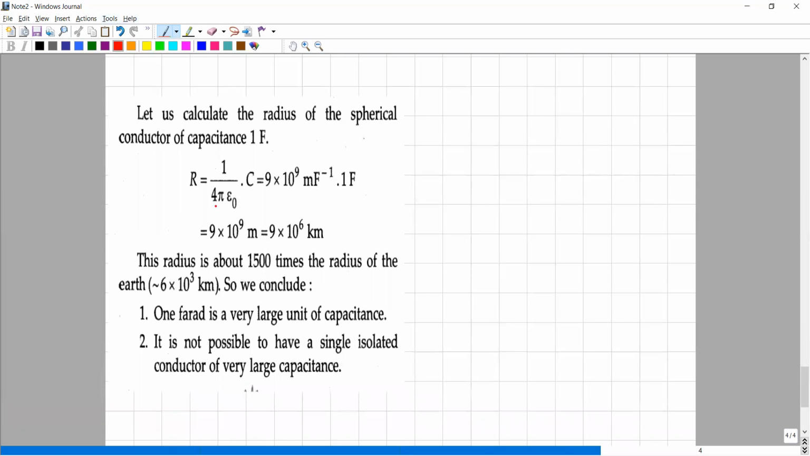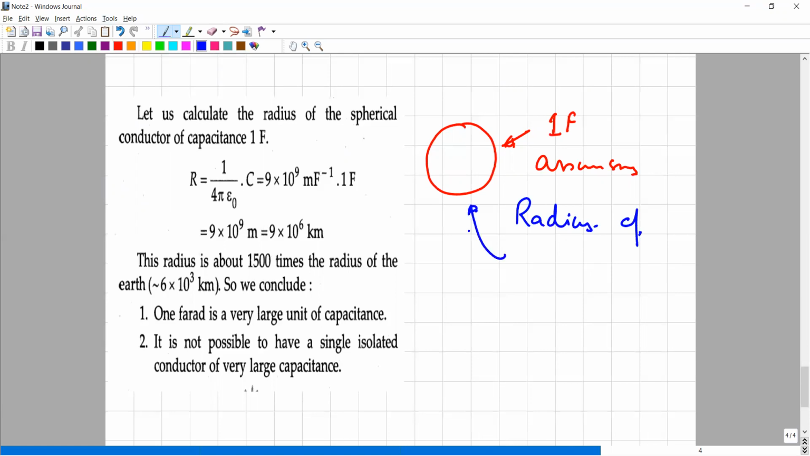Now look at this calculation. This is pretty simple. Let's assume that we have a spherical conductor, and this spherical conductor has the capacitance of 1 farad. Okay, I am assuming it. Assumption. If my assumption is true, then what will be the radius of this conductor?